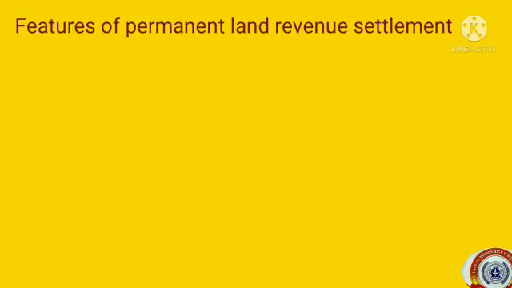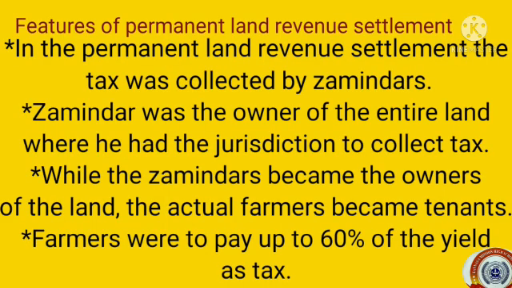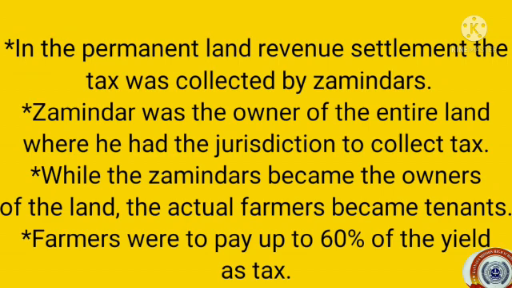Next, review about today's topic. First, features of permanent land revenue settlement. In the permanent land revenue settlement, the tax was collected by Zamindars. Zamindar was the owner of the entire land where he had the jurisdiction to collect tax. While the Zamindars became the owners of the land, the actual farmers became tenants.